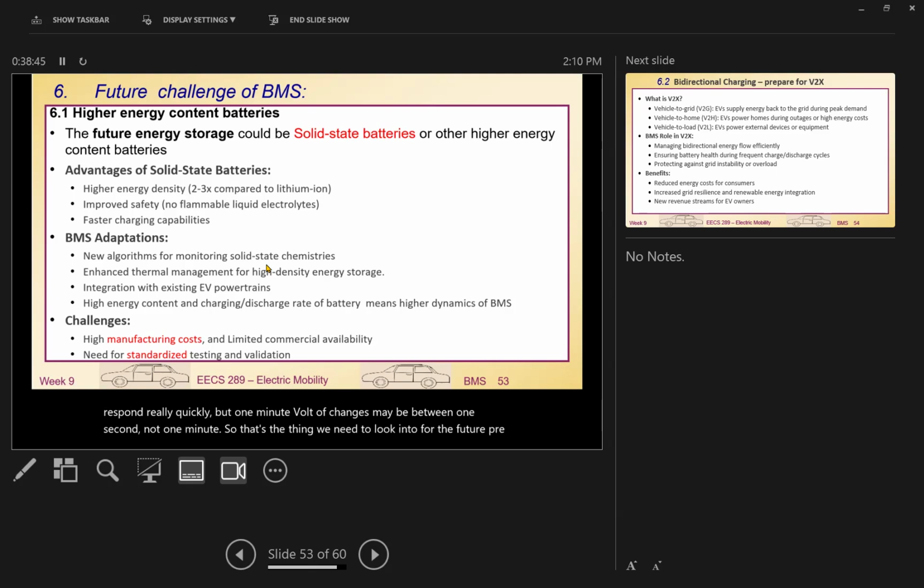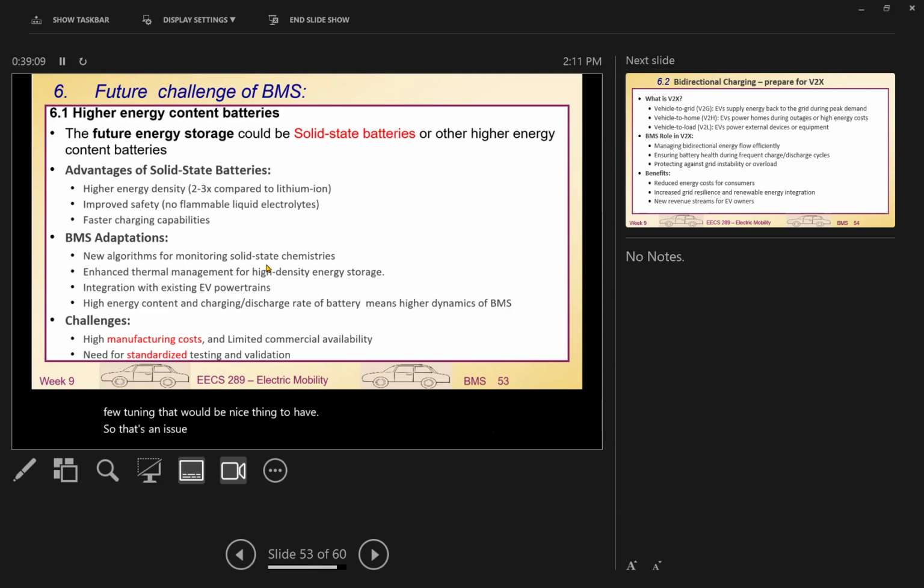The challenge will be high manufacturing costs. We need to try to standardize everything, because at the moment all the BMS are tailor-made to a certain battery. But in the future, if we're able to standardize, everybody can use the same BMS for different types of battery, with a few tunings. That would be a nice thing to have. So that's the issue for the coming years.